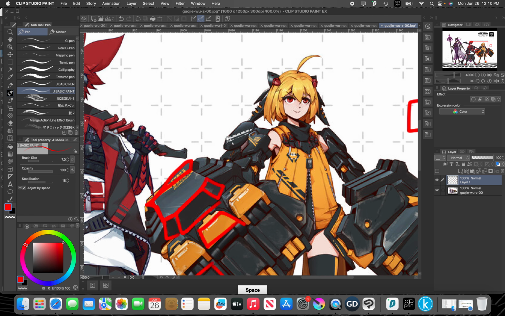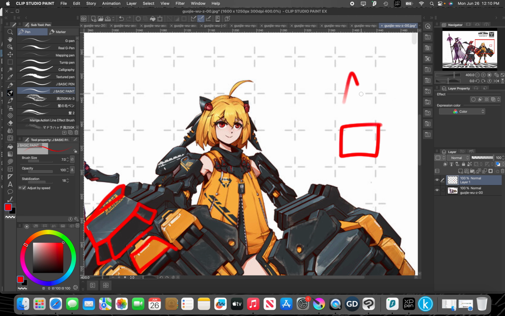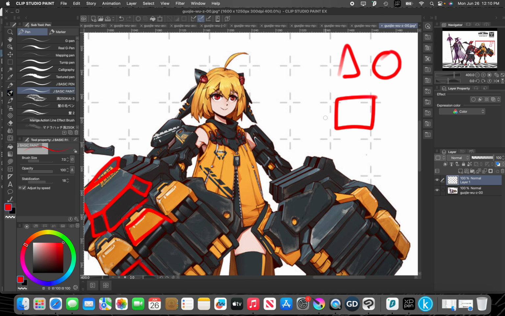Because you have a square, a circle, and a triangle. That's what I'm talking about. Which one do these shapes tend towards? Well, this is not a triangle. These are not triangle shapes. These are rectangular shapes, right?